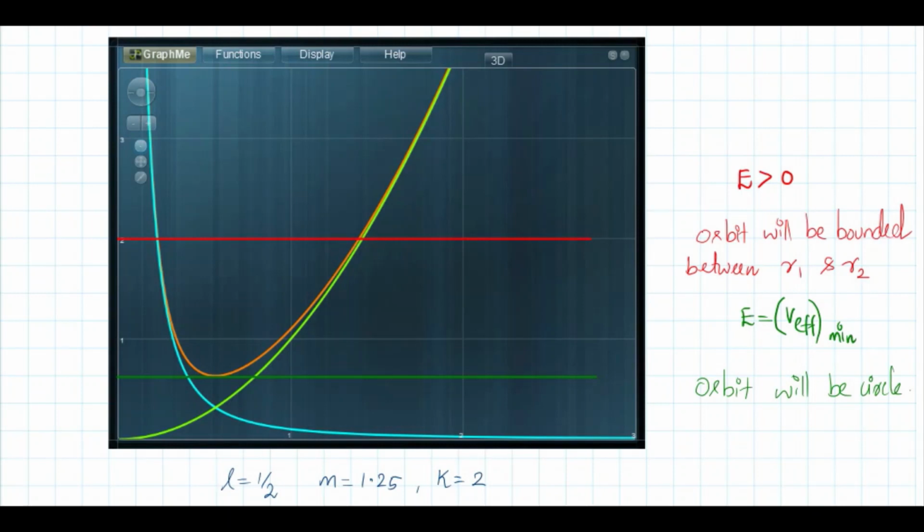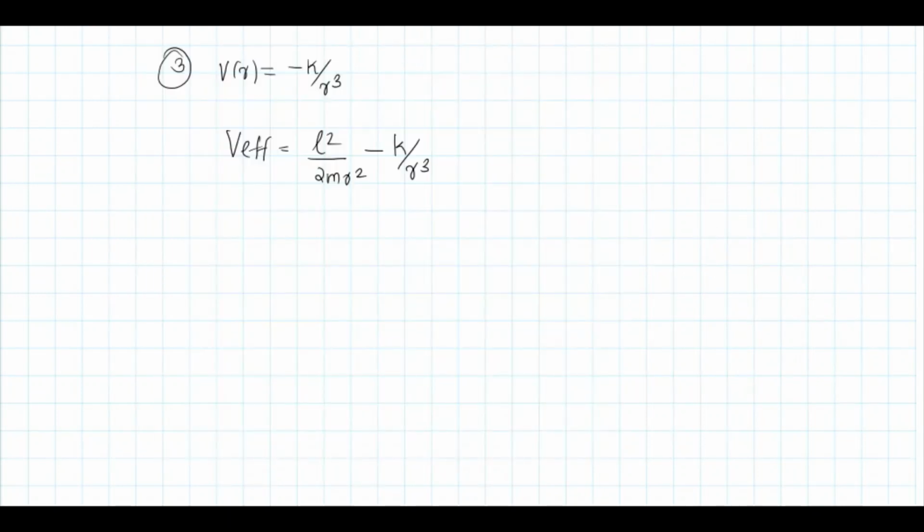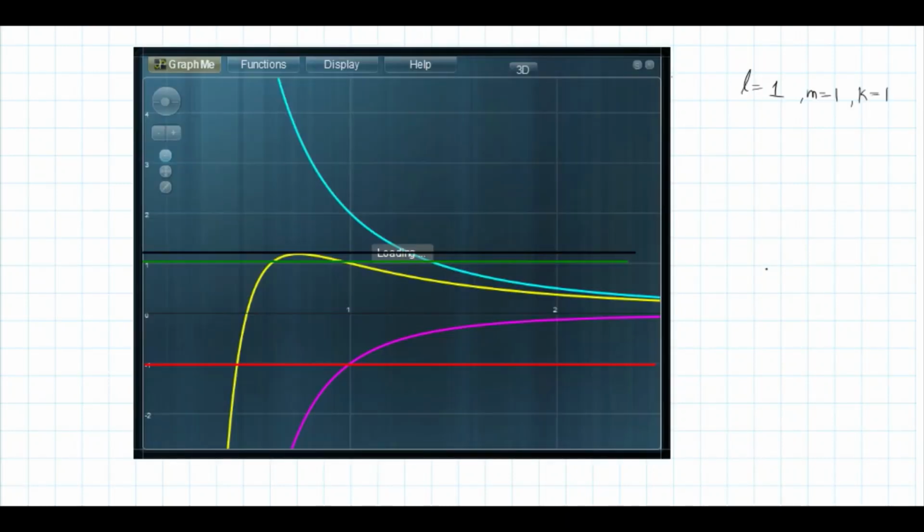Consider this case, that is V of r equal to minus k by r cube. So V effective will be L square by 2m r square minus k by r cube. So this is the plot. This light green is L square by 2m r square. This violet is minus k by r cube, and these plots are for L equal to 1, m equal to 1, k equal to 1. So this is a plot of 1 by 2 r square minus 1 by r cube.